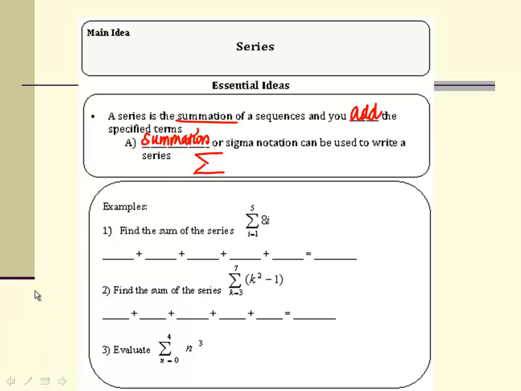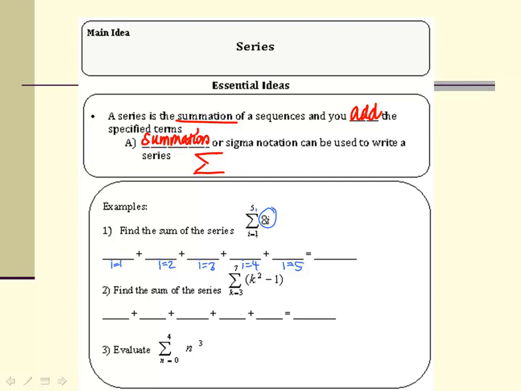I want to look at this, and we're going to write out the terms for a while, and then we're going to kind of show you a shortcut. But as I look at this, I am going to go from 1, they always tell you your starting value, to 5. So I want when I is 1, when I is 2, when I is 3, when I is 4, and when I is 5, and I'm going to find all of those terms and then get an answer.